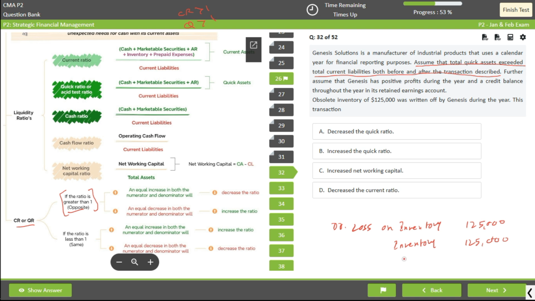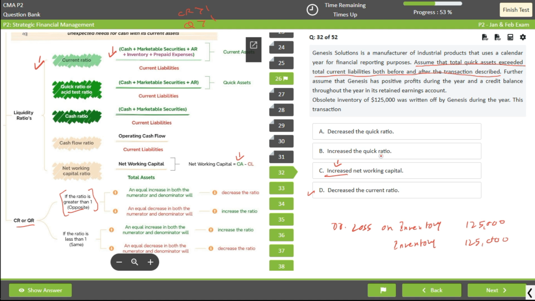So what has happened, your inventory is decreasing. If your inventory is decreasing, this means your current ratio will decrease. Your current ratio decreases. Okay, increases the net working capital? So for net working capital, your inventory, your current assets decrease. If the current assets decrease, this means your net working capital is not going to increase, it's going to decrease.